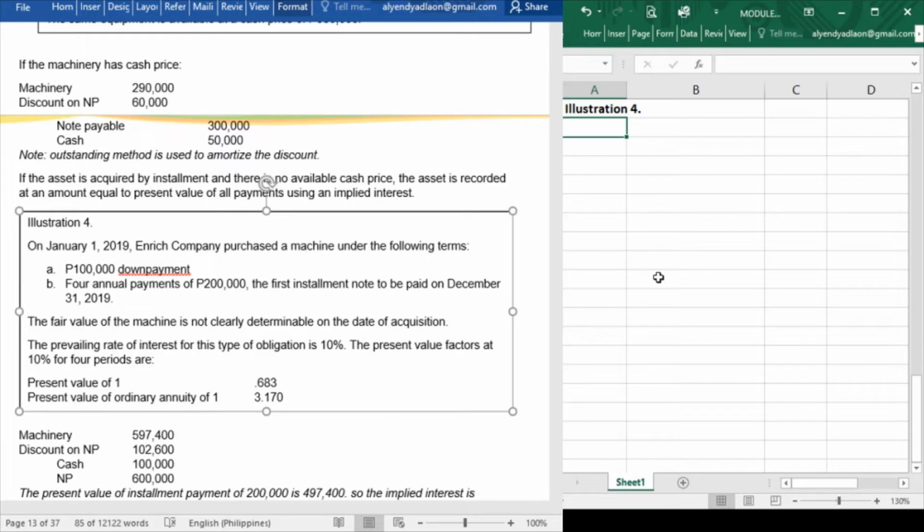Alright, so for the cash price equivalent, or let's say the present value of the payments. We are to pay 200,000 per year. So what present value are we going to use? We have two present values that are given.